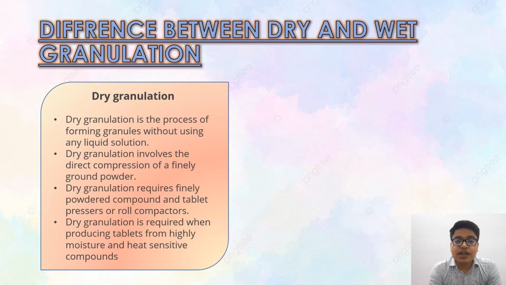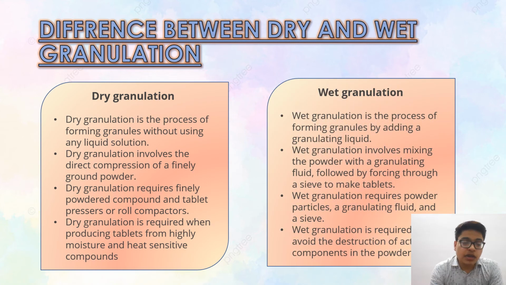Now we discuss the difference between dry and wet granulation. Dry granulation is a process of forming granules without using any liquid. We use no liquid in dry granulation, while in wet granulation we are clearly adding liquid. Dry granulation involves the direct compression of finely ground powder, while wet granulation involves mixing of the powder with the granulating fluid, followed by forcing through a sieve to make the tablet.